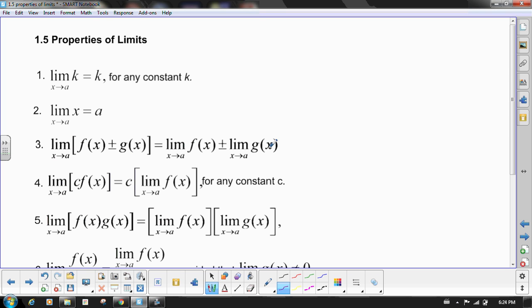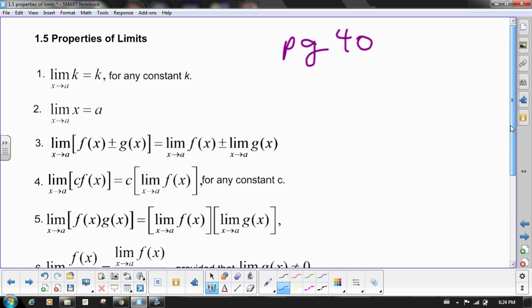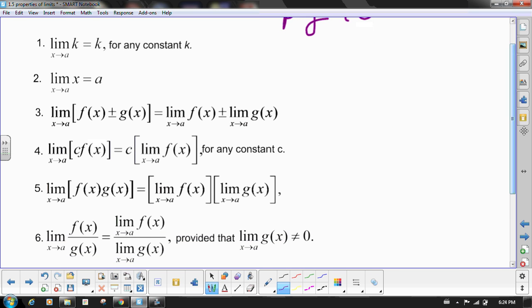But first, here are some properties of limits. This is on page 40 in the Nelson textbook. Each of these limits basically represents different notation and ways that we can split limits up. So the limit in the first one, as x approaches a of any constant, is going to be that constant. That's saying that constant is going to look like a horizontal line. So it follows that the limit is whatever that value is for that line.